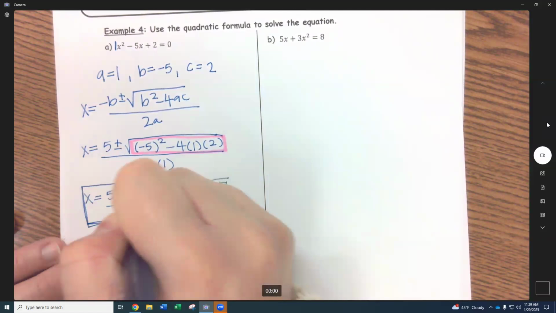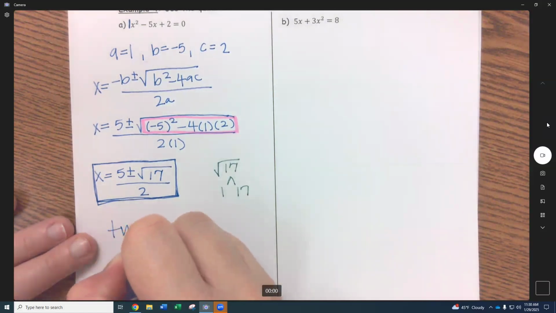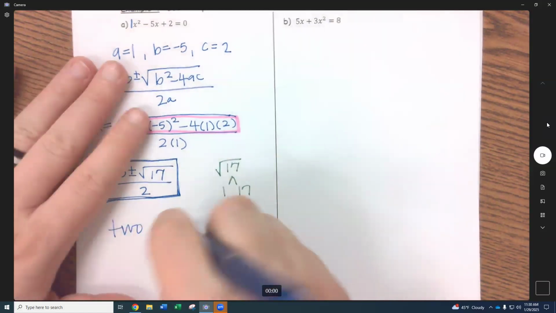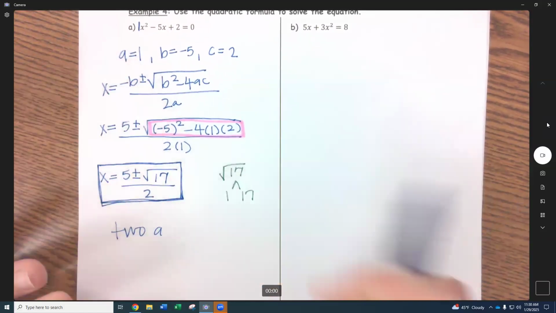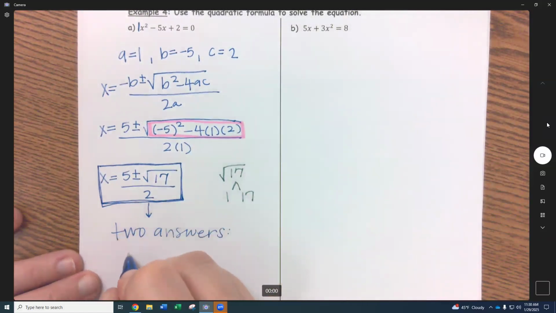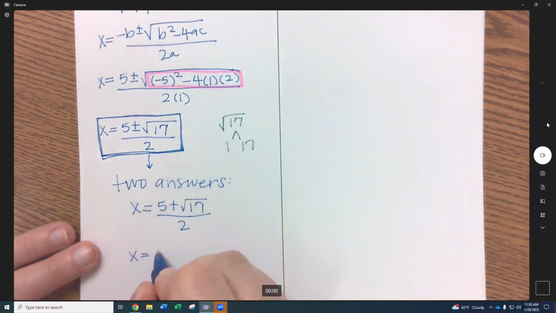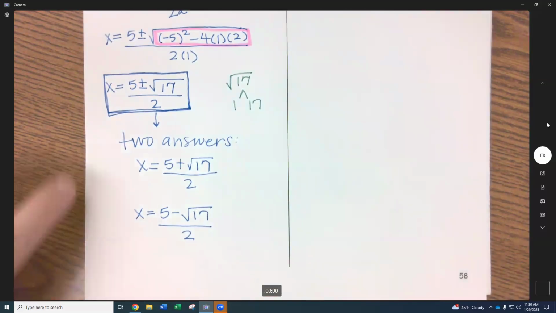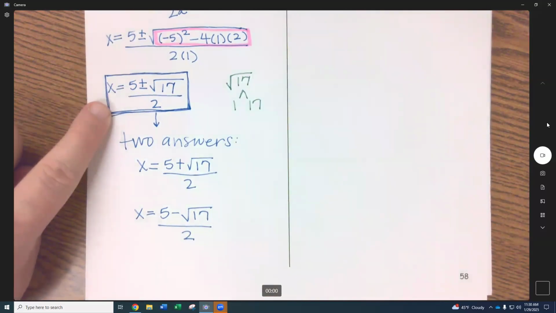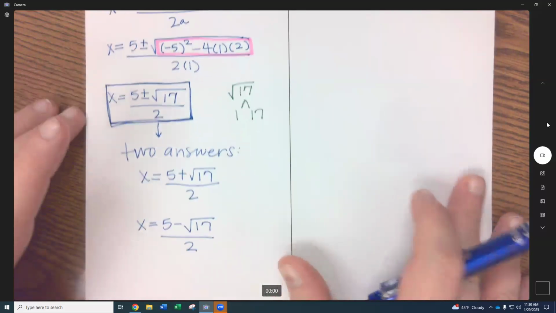Now, I do want you to recognize that this does represent 2 different answers, right? My 2 answers would be x equals 5 plus the square root of 17 all over 2, and x equals 5 minus the square root of 17 all over 2. So we can write both of the answers in this form, but I do want you to understand it does represent the 2 numbers, because with that x squared, that means I should have 2 solutions.